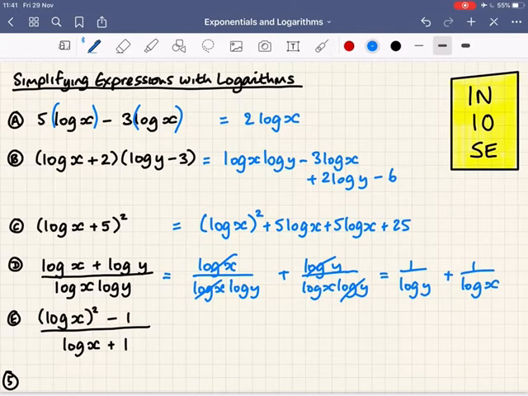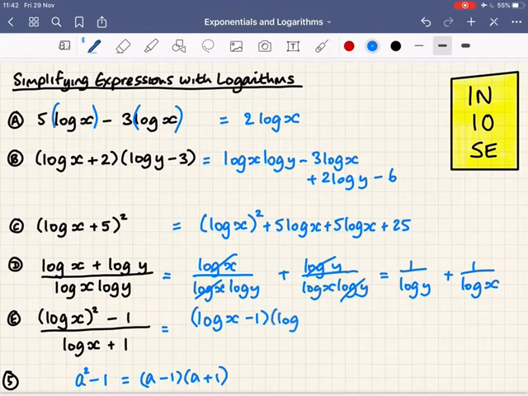And then the fifth one, I've just put that in there to see if you spotted that there's a difference of two squares from your algebra work. Log x all squared minus 1. If we remember from our algebra work, a squared minus 1 is a difference of two squares and can be factorised as a minus 1 times a plus 1. Just because it's logs doesn't make it perform any differently. So I would get on the top log x minus 1 times log x plus 1, and on the bottom, log x plus 1.